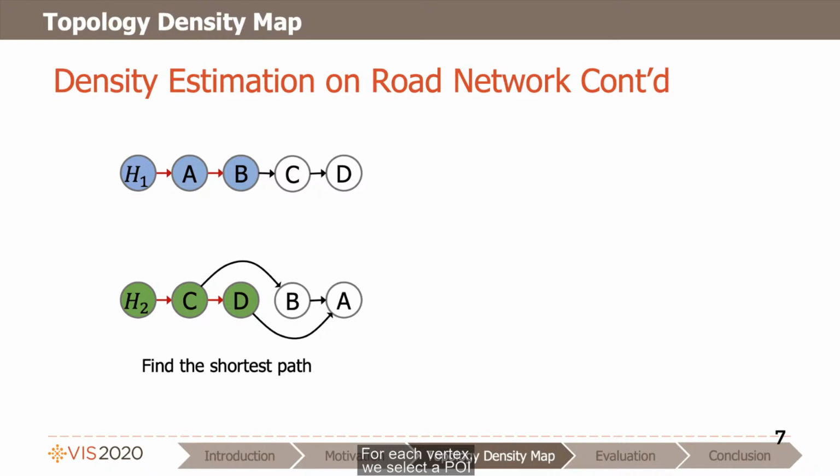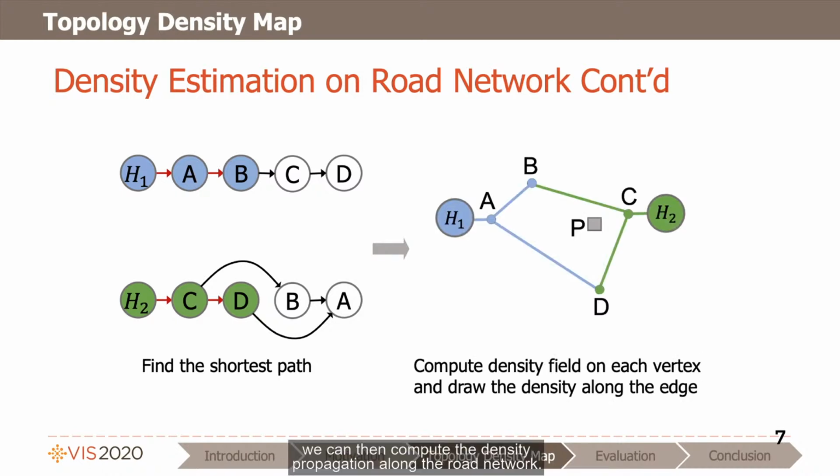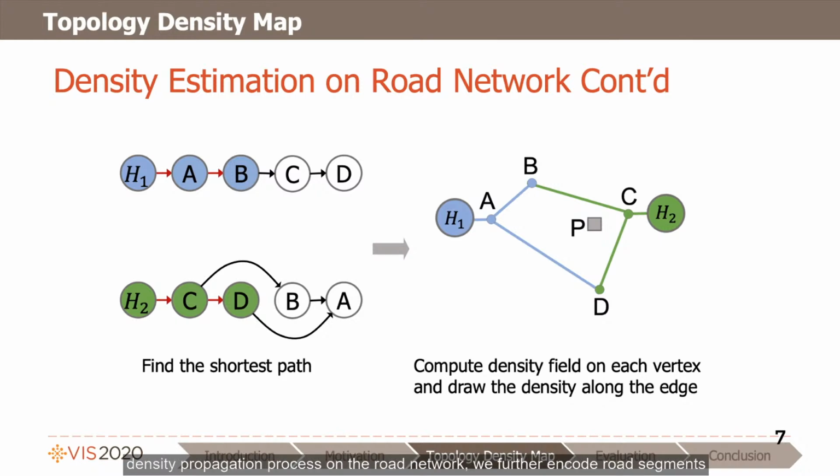For each vertex, we select the point of interest with the least access time as the most accessible point of interest. We can then compute the density propagation along the road network. Here, we use the color of the most accessible point of interest to encode an intersection. That is, A and B are colored blue, while C and D are colored green. Moreover, to better depict the density propagation process on the road network, we further encode road segments with tapered lines that are preferred for graph readability.